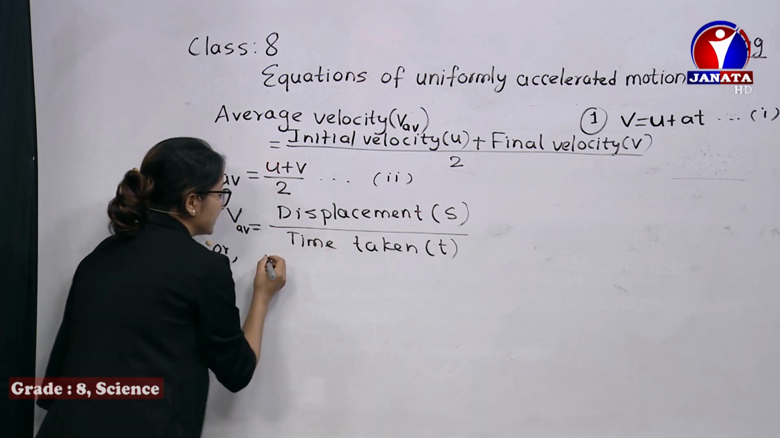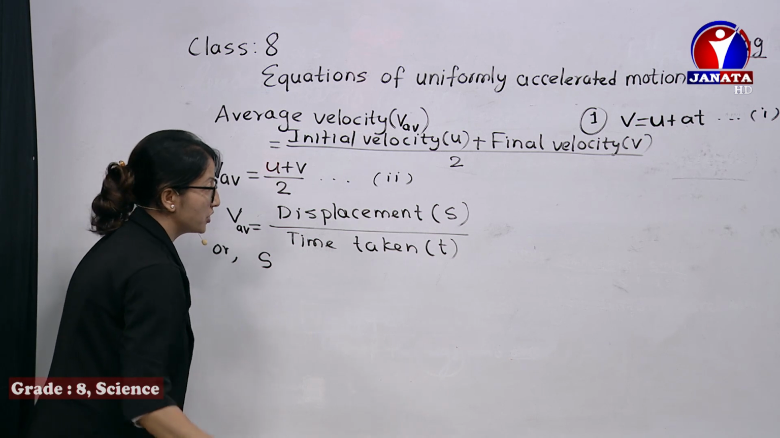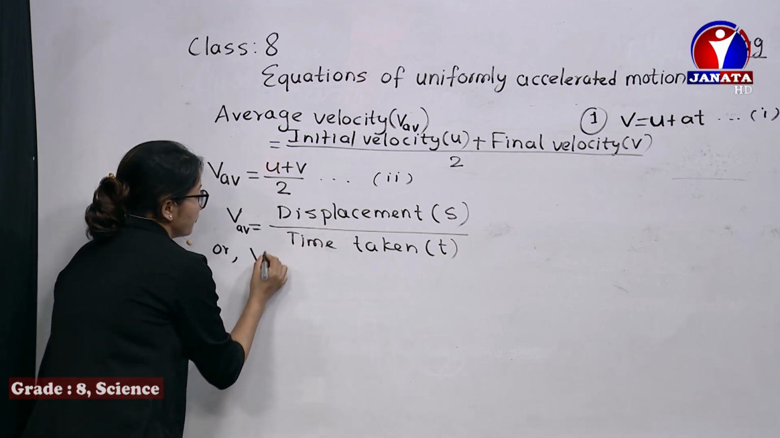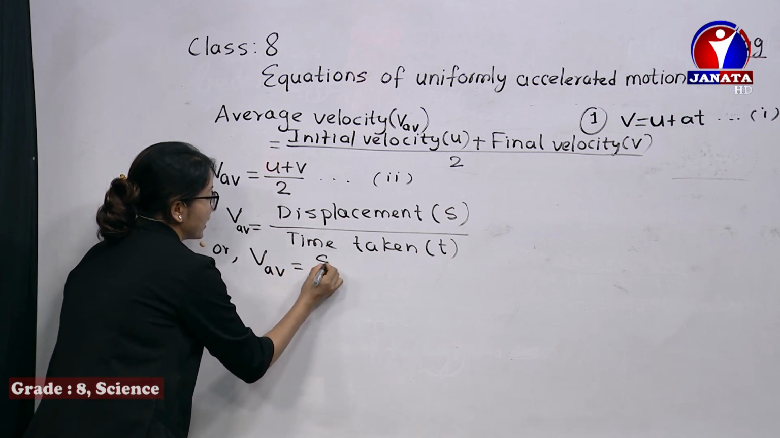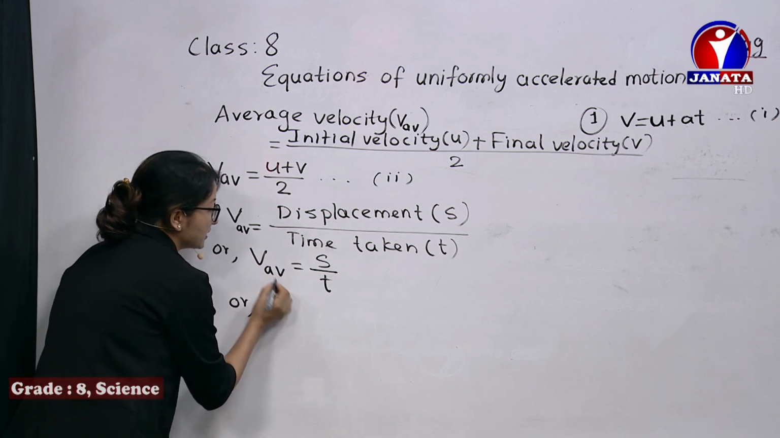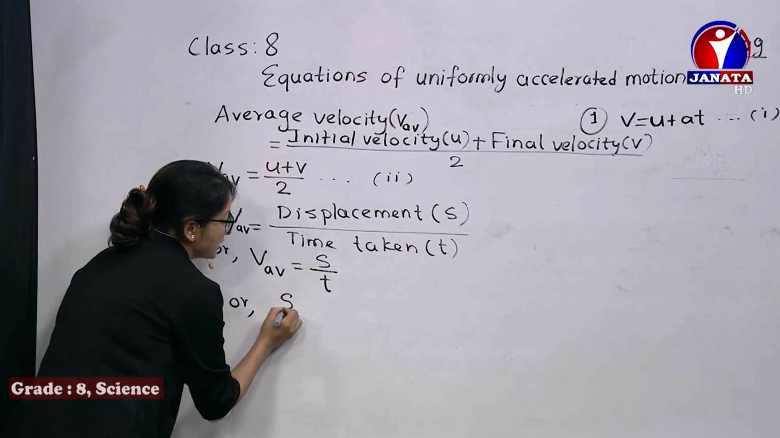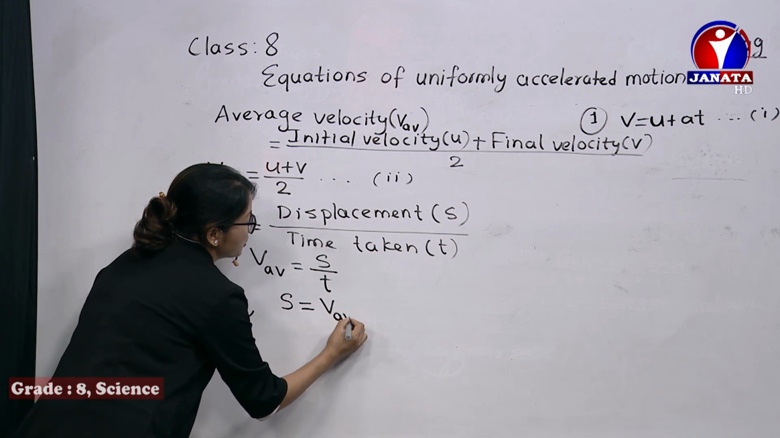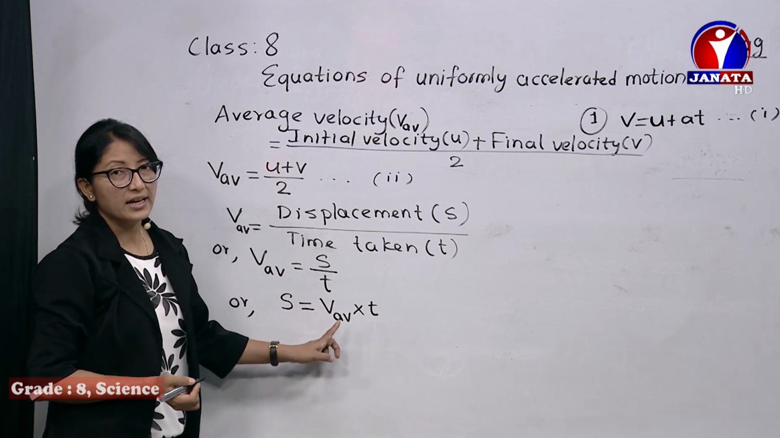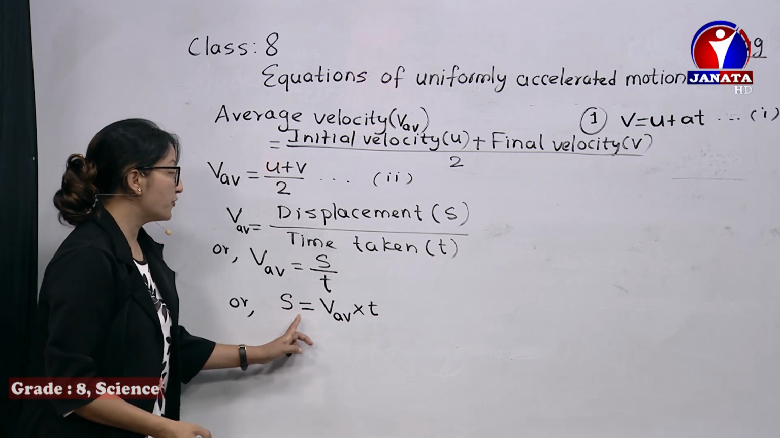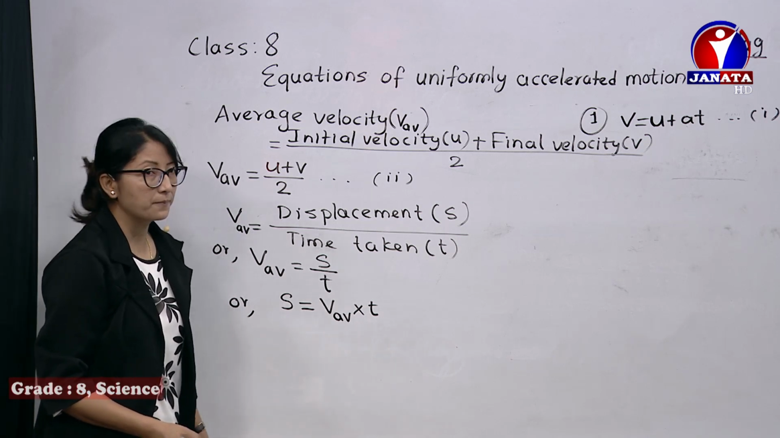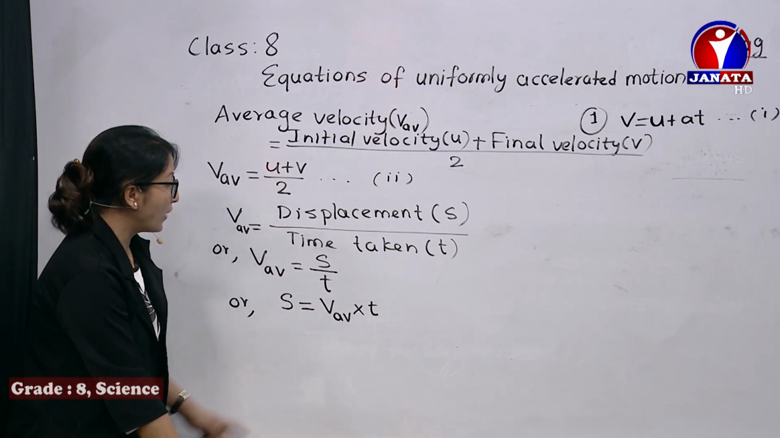Now let me first of all write it in short. In terms of denotations only, VAV is equal to S by T. Now if I cross multiply and write it in this form, I think it will be easier for us to solve. So S is equal to VAV into T. Now we will substitute the values here.